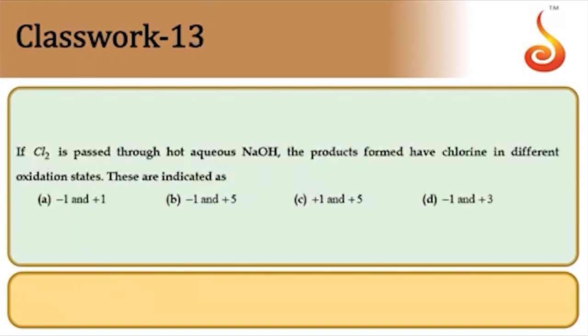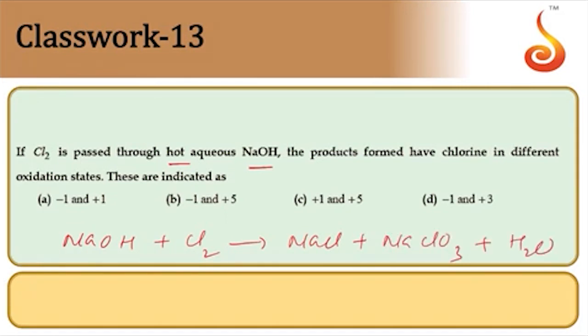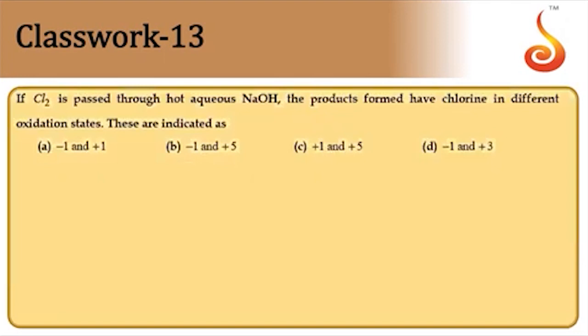Then, Cl2 is passed through hot aqueous NaOH. When chlorine gas is passed through hot aqueous NaOH solution, the compounds formed will be NaCl. Hot solution means it will also give NaClO3 plus H2O. So chloride and chlorate are being formed. Chloride has an oxidation state of -1 and chlorate has +5. So the chlorine oxidation states are -1 and +5. The answer is option B.